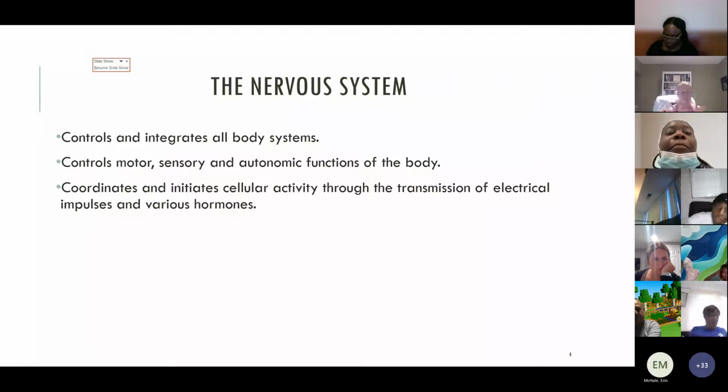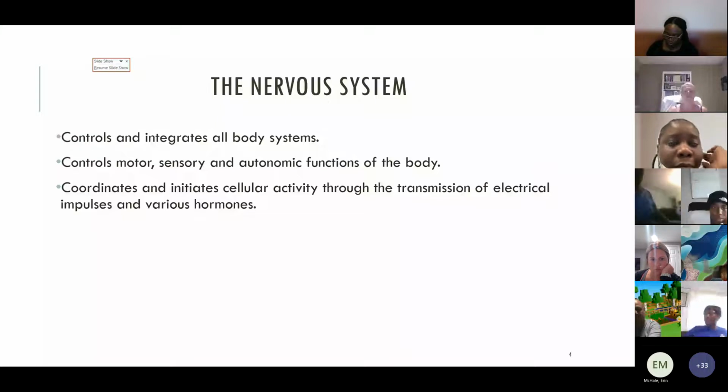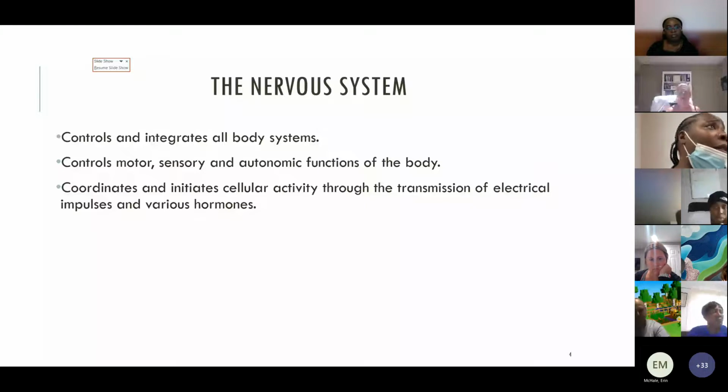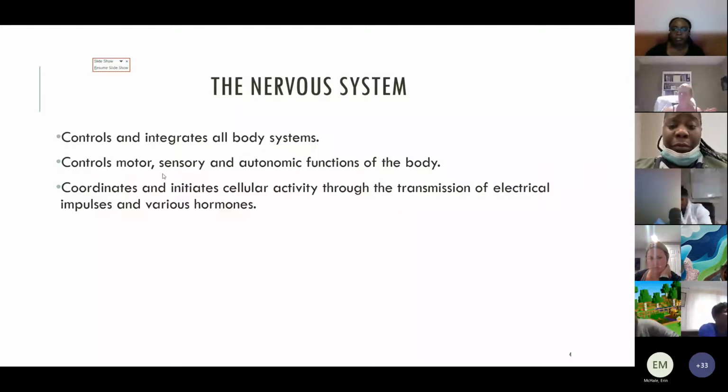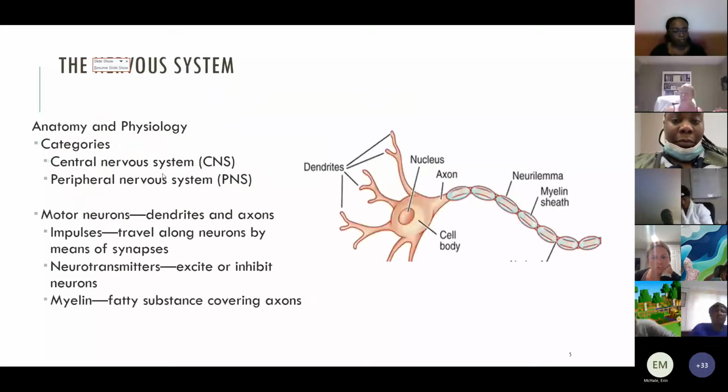All of the things that happen in our body. So it basically controls all of the systems in our body. It helps with our motor, our sensory, and our autonomic functions. It initiates cellular activity throughout the body, and it actually coordinates it. And it's definitely responsible for those electrical impulses that help us with our movement and our ability to breathe on our own without thinking about it, and a lot of different hormones as well. So if our nervous system is impacted anyway, we're obviously going to see noticeable issues.